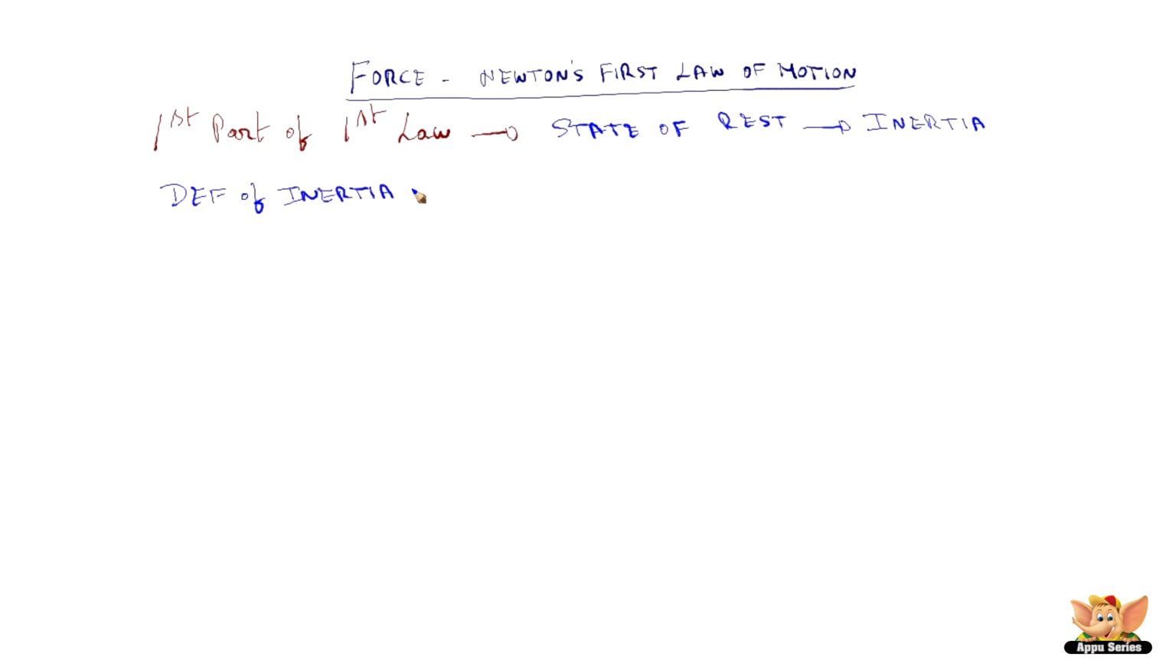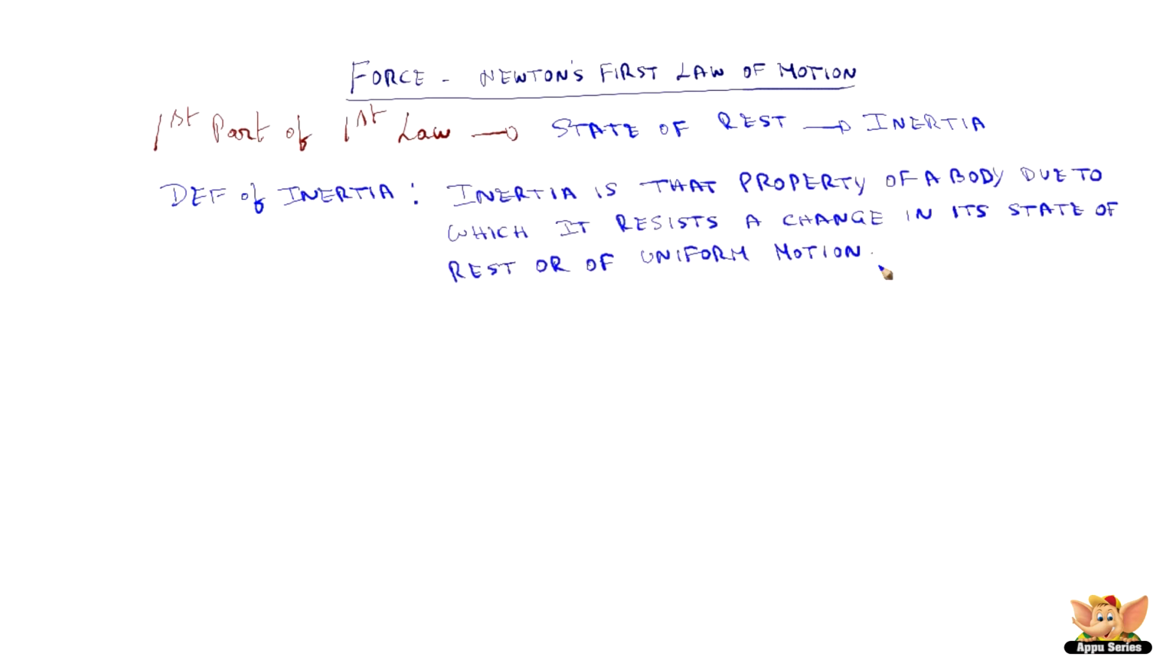So let us see the definition of inertia. Inertia is that property of a body due to which it resists a change in its state of rest or of uniform motion. So we'll see examples to understand high inertia, low inertia, and what it requires to move it.